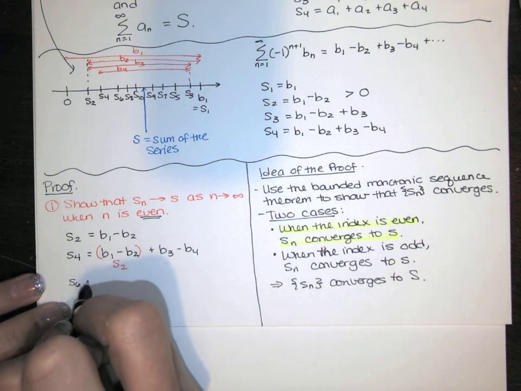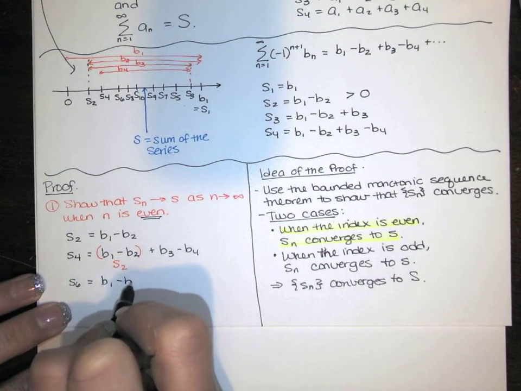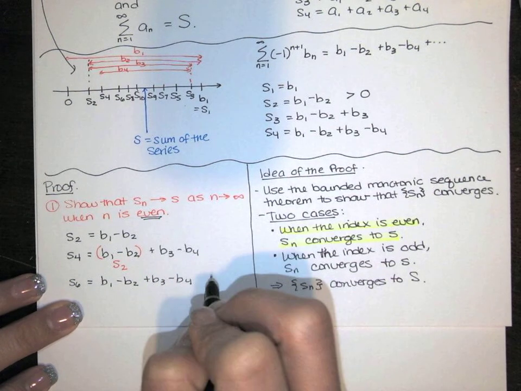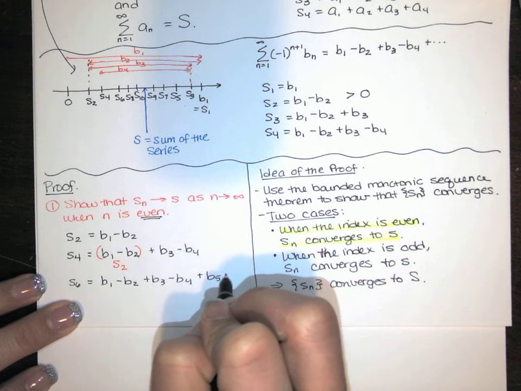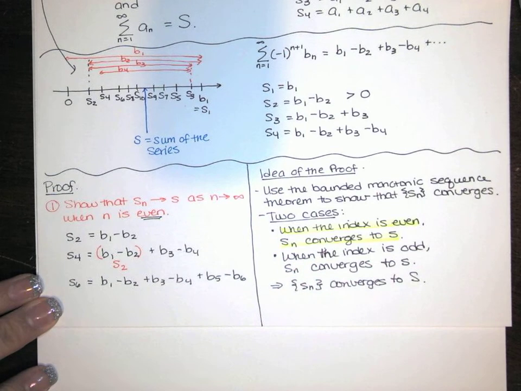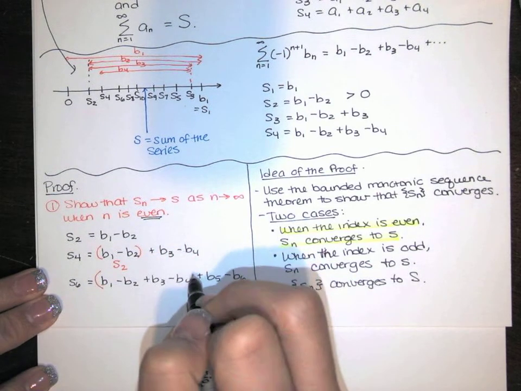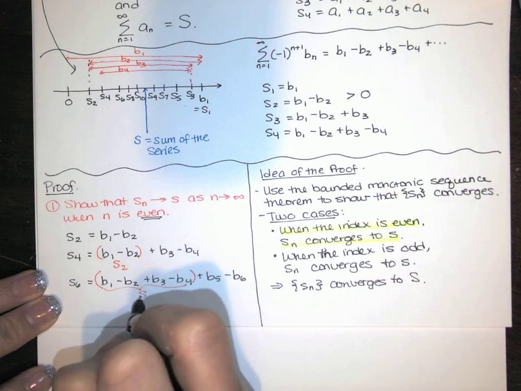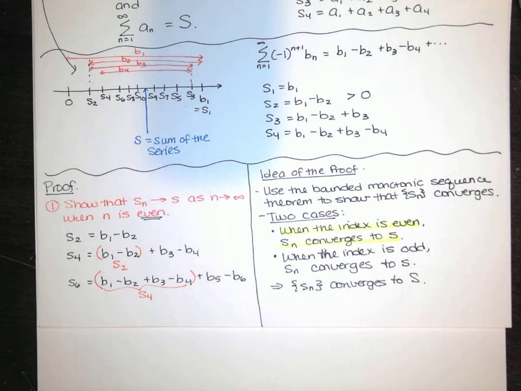And I think the pattern continues. If I look at S sub 6, that's b sub 1 minus b sub 2 plus b sub 3 minus b sub 4 plus b sub 5 minus b sub 6. If I group those first four together, isn't that S sub 4? I hope you said yes. Yes, Miss Townsend, I think I see a pattern. You say, okay, well, what does that have to do with anything? I'll show you.